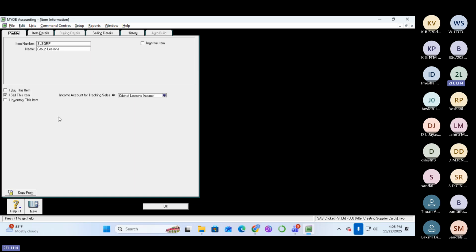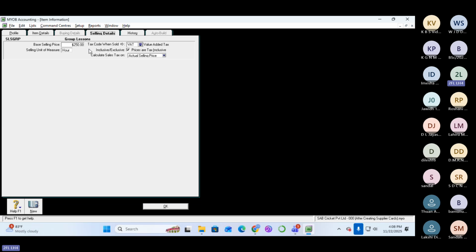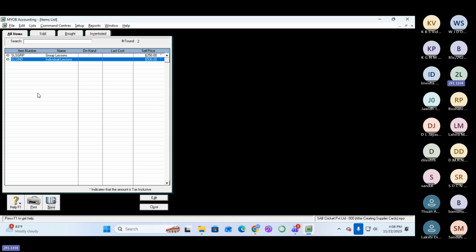Creating the second item was quite easy, isn't it? Creating the second item was very easy. The reason is the previously selected account was anyway appearing, and even the selling details were given. The previous one's information was given, and you had to only change the selling price. Others were the same, right? And I hope it is clear. Group lessons. I sell this item only. Selling details 250 per hour. All others are the same, right? Okay. Now we have two items.